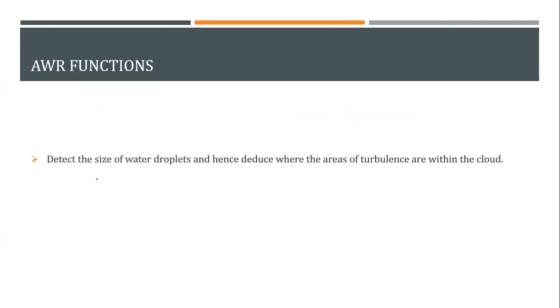The basic function of the AWR is to detect the size of water droplets and hence deduce where the areas of turbulence are within the cloud. In simple language, what is the use of radar? To identify an object by sending out radio waves. When it sends out the radio waves, any object present will reflect them back. When the radio waves are reflected back, this becomes a receiver and receives them. What is it doing? It is calculating the time.